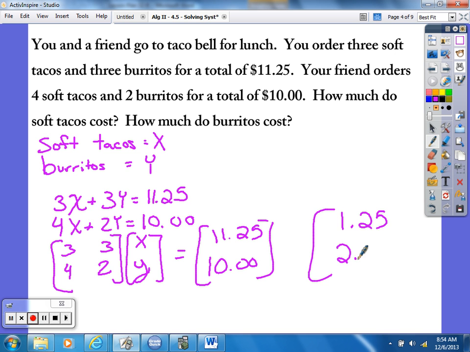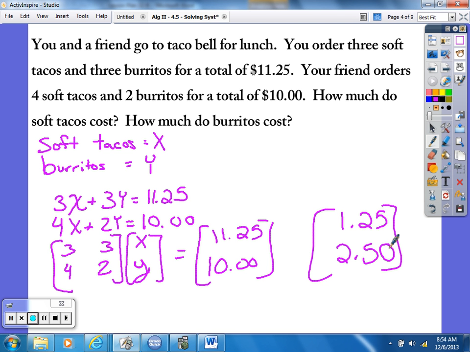Alright, so here's my answer I get when I put this in the calculator. 1.25 and 2.5, right? Now, when you're writing your sentence, you actually need to say soft tacos cost $1.25. You don't have to write that all out in words. You can write $1.25, that's fine. And burritos cost $2.50. I know that sounds silly, but you need that 0 right there because you've never walked into a store and they're like 2.5. They don't say that. Okay, they always have that 0 on the end.